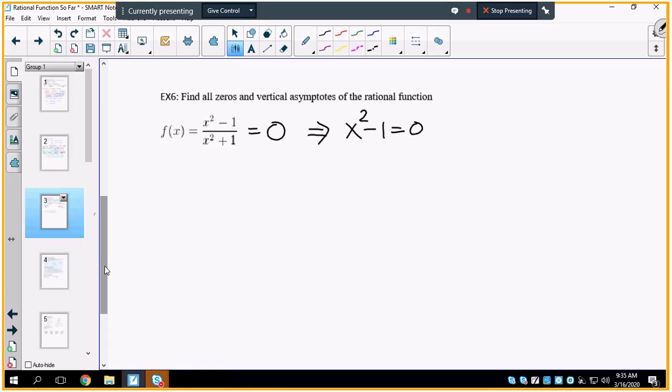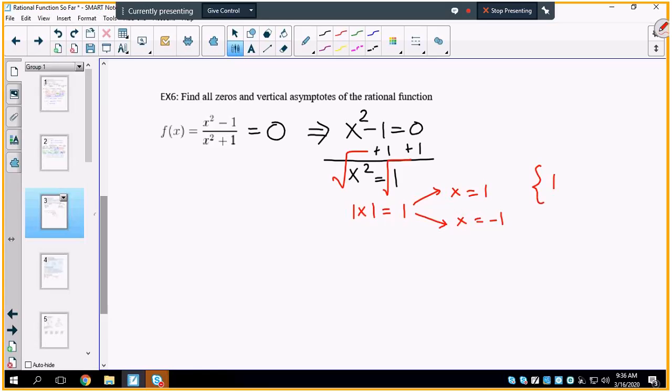Start solving. So you add 1 on both sides. You get x squared equal to 1. Then as we recall, we will take square roots and I will get absolute value of x equal to 1, which has two solutions, x equal to 1 and x equal to negative 1. So the zeros are 1 and negative 1. In set notation, we will write the set of 1 comma negative 1.